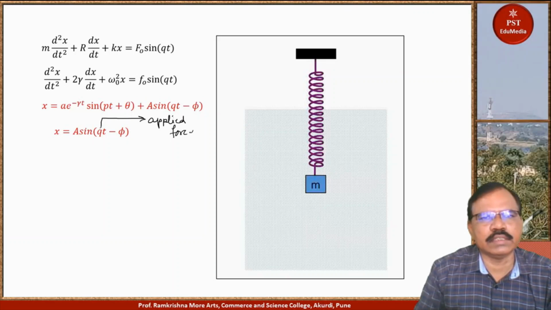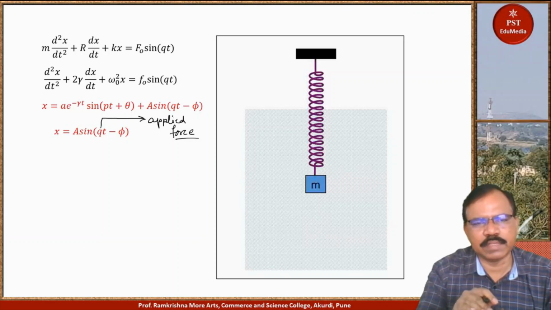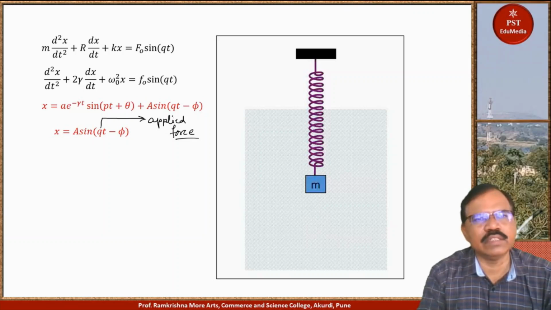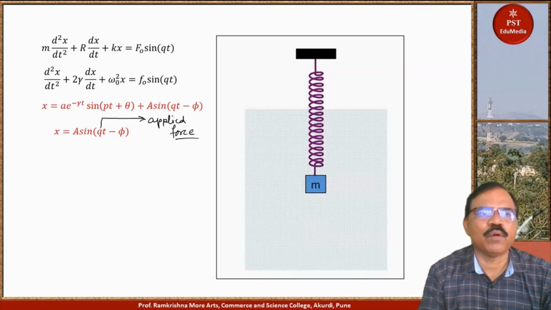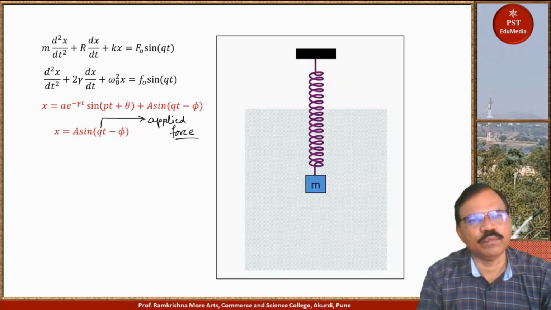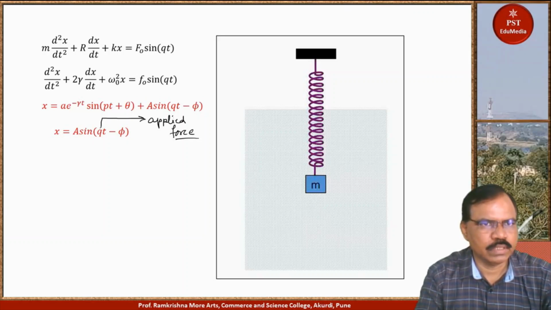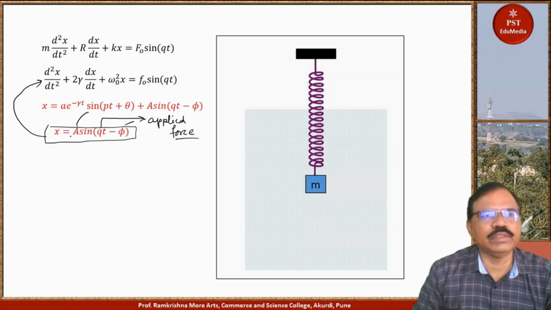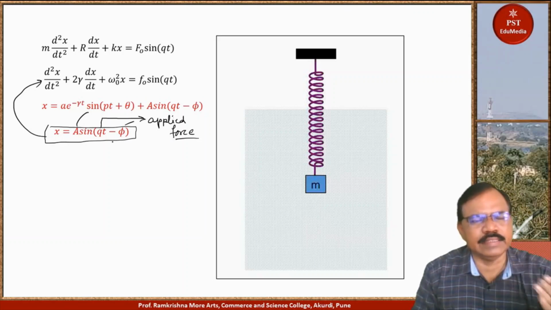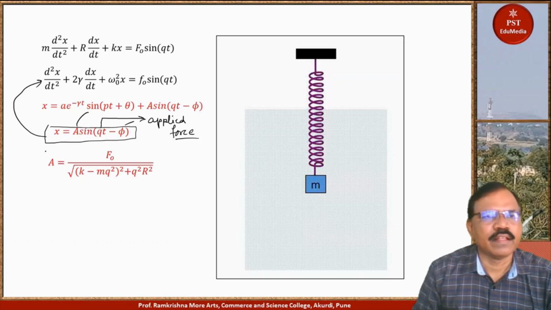So in forced oscillations, for some initial time, the frequency is neither equal to its natural frequency nor equal to the applied frequency. But after some time, the body will oscillate with frequency equal to the frequency of the applied force. So we have this solution. Now we have to find a and phi. If we use x is equal to a sine (qt minus phi) and adjust terms, we will get a. That is also the amplitude of oscillations.